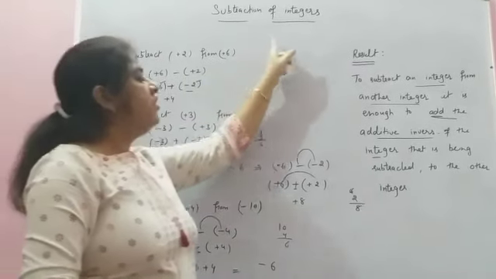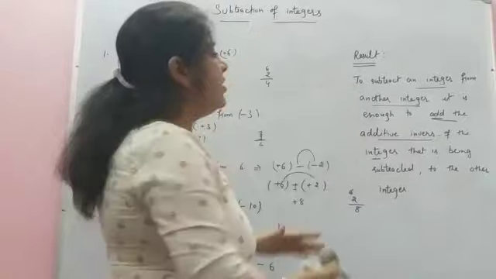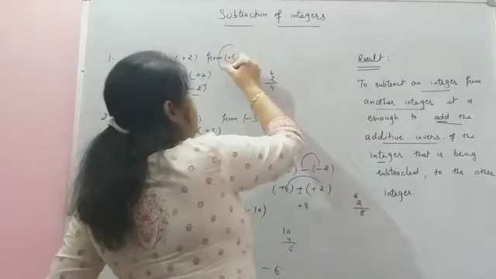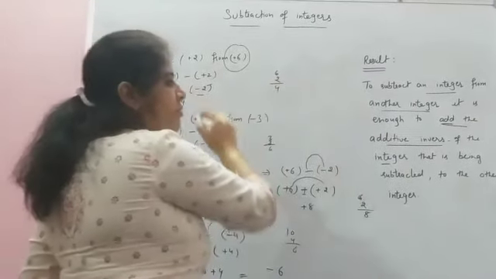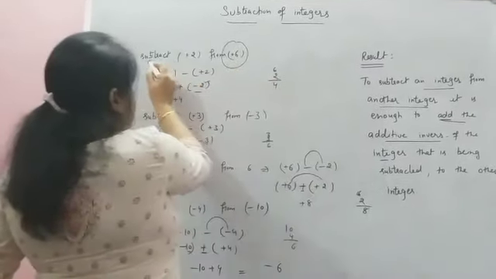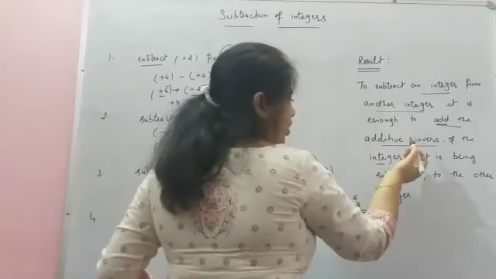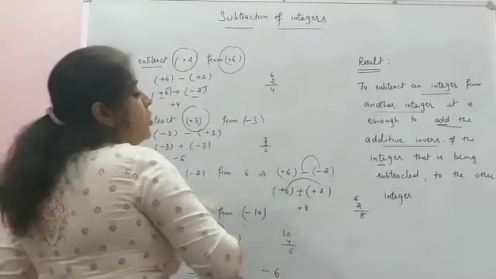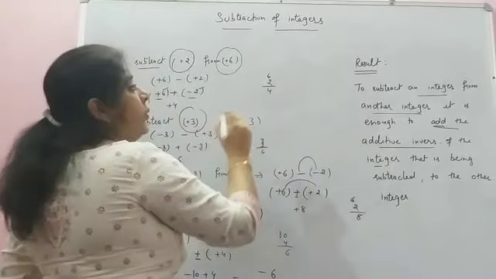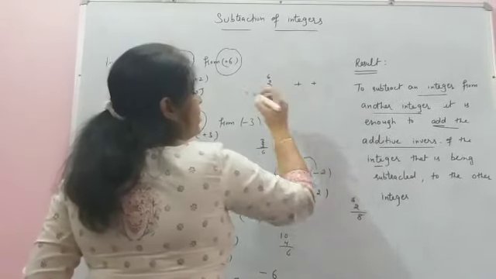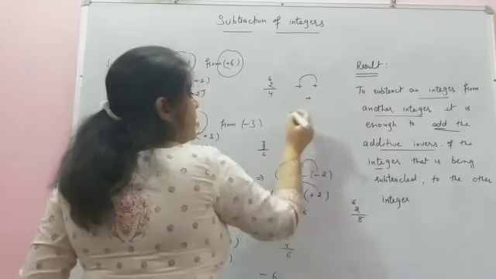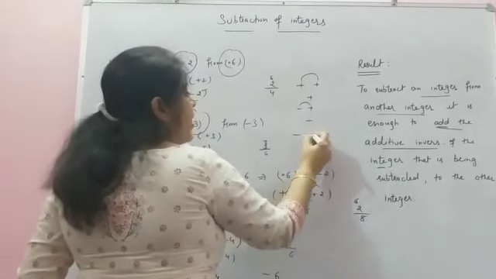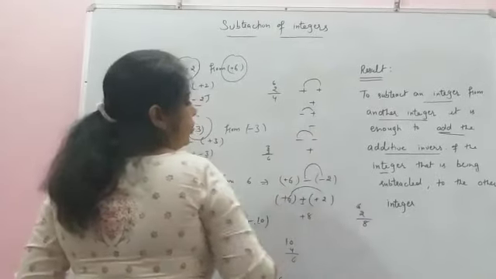Subtraction of integers means keeping the first integer, from which we are subtracting, the same, converting the subtraction sign to addition, and adding the additive inverse of the second integer. Again I am telling you: if two plus signs come together, it changes to plus. One negative and one positive changes to minus. But if two minus signs come together, it changes to plus.